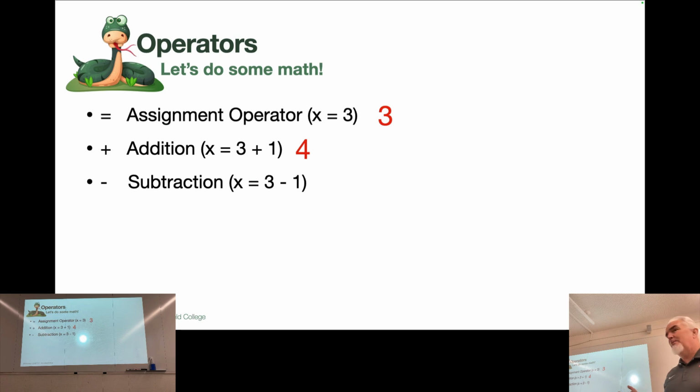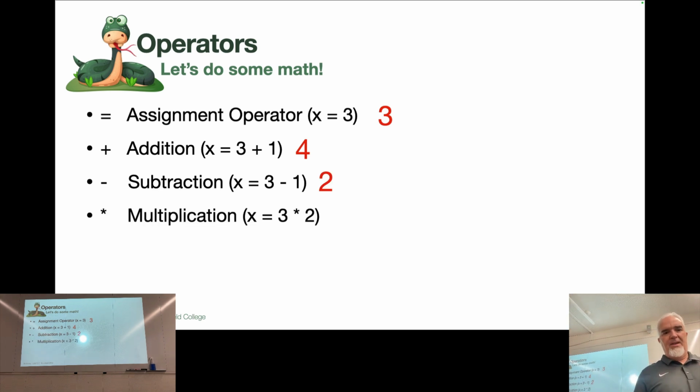We have the subtraction operator. So far, I shouldn't be showing you anything new. What is x equal to here? 2. Now, how many of you have seen this symbol used as multiplication? Okay, it's becoming more common, thank you.